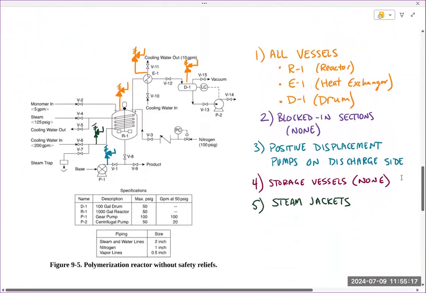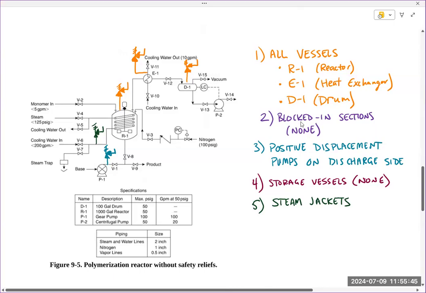And I've color-coded it based on the rules. So all vessels need a pressure relief. I count 3 vessels in this diagram. We've got the reactor, R1, we've got the exchanger, E1, and we've got the drum. And notice I'm using the icon for a pressure relief valve. We haven't talked about it, but that'll be the next question. What type of pressure relief do we use? Rupture disc is another option, and that has a different icon, remember.